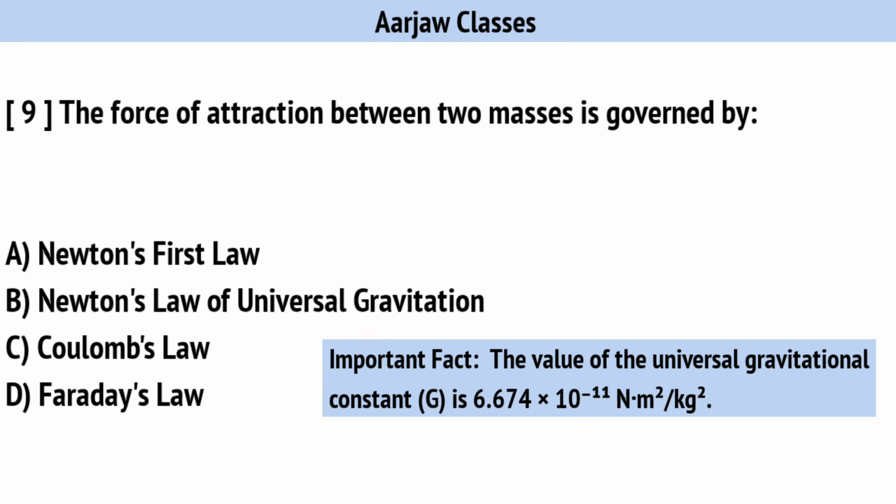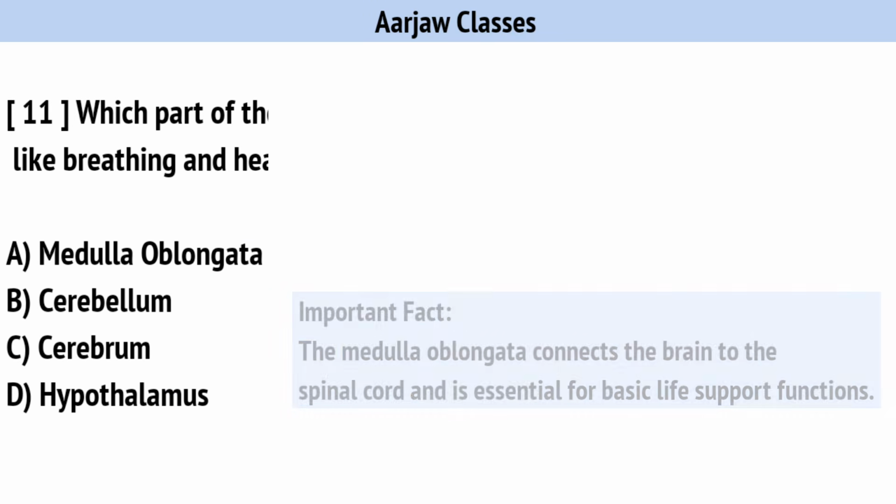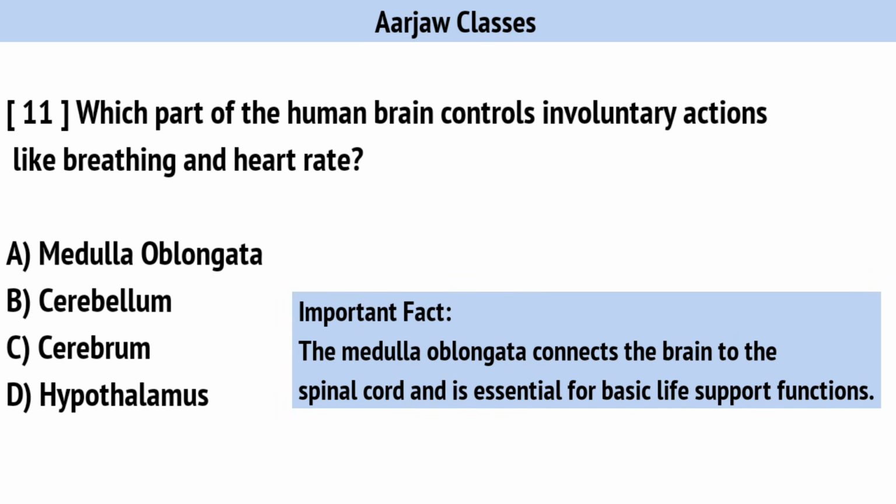The force of attraction between two masses is governed by? Correct option is B, Newton's law of universal gravitation. What is the valency of carbon? Correct option is C, 4. Which part of the human brain controls involuntary actions like breathing and heart rate? Correct option is A, medulla oblongata.